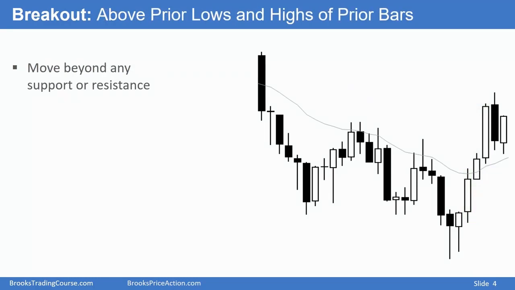A breakout always is a move beyond some kind of support or resistance. If you have a bull breakout like this, there are several resistance levels that the market is breaking above. First of all, the high of the prior bar is always resistance. Next, you have a lower high. Next, you have a trend line. Next, you have the moving average.